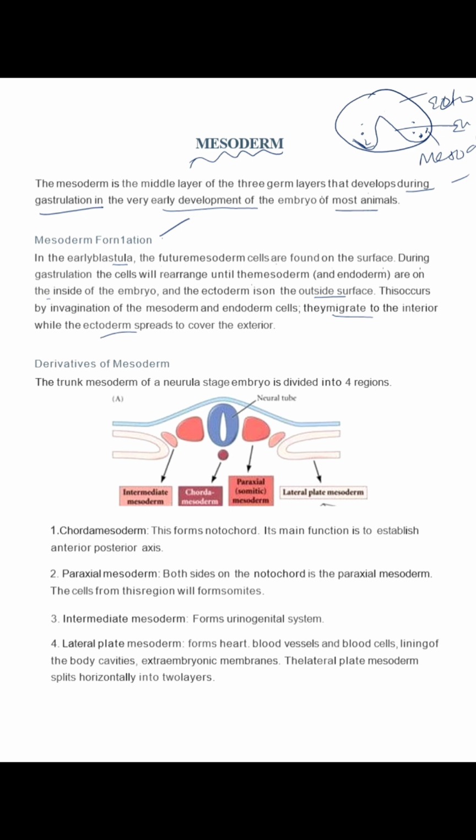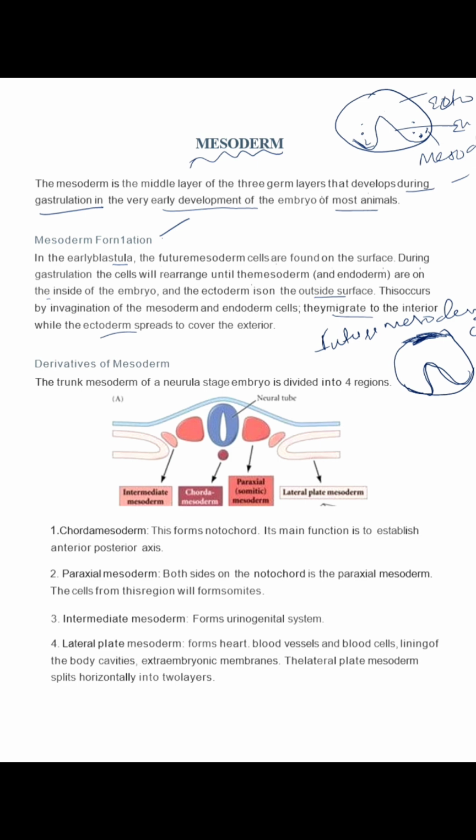So this is the embryo. Now, as it is moving inward, like this, it is called an invagination. The cells which are present on the surface, on the outer layer of the ectoderm, have a future as mesodermal cells, okay, future mesodermal cells.